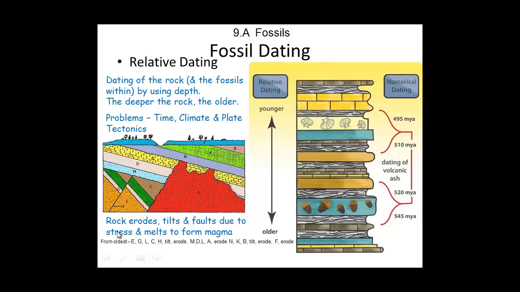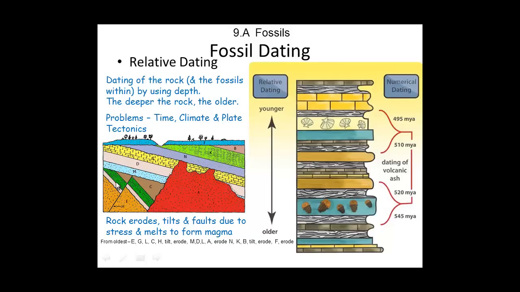But if you look at this diagram, E is the oldest rock that's on here because it is the lowest. And then comes G, and then comes the first L. And I say the first L because there's another L up there, but it's really J. The first L, and then we have C, and then we have H, which is this break in the rock, and then we have tilting.